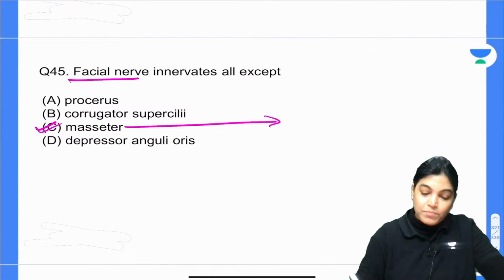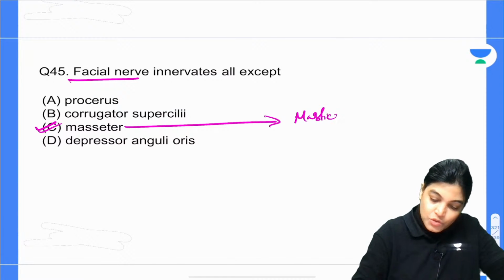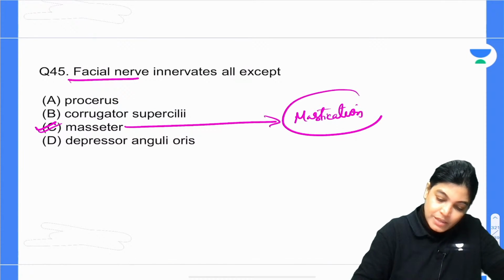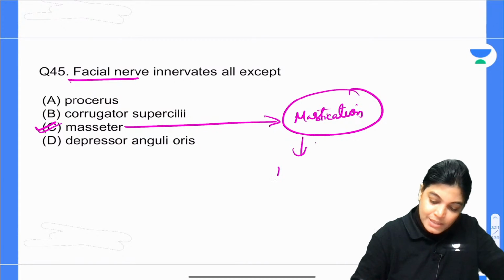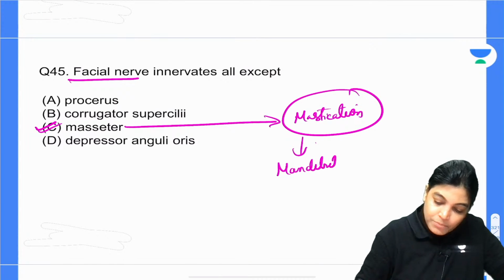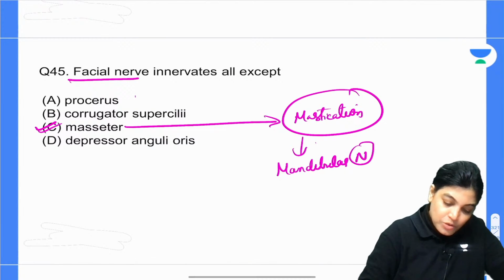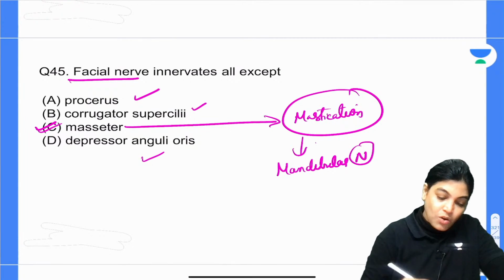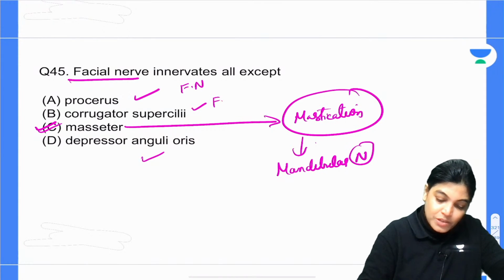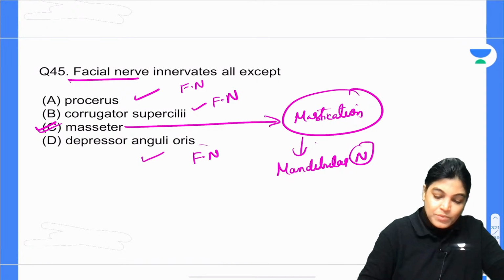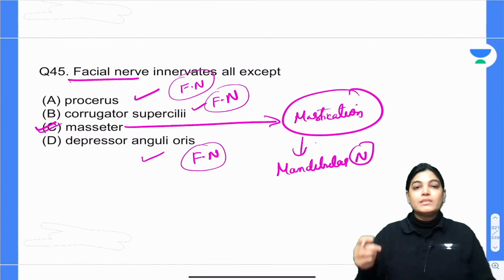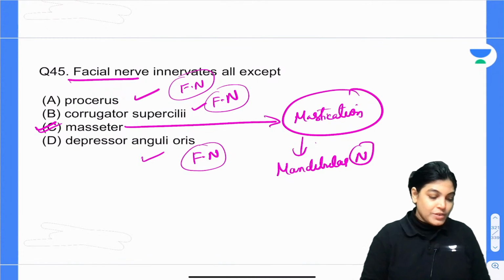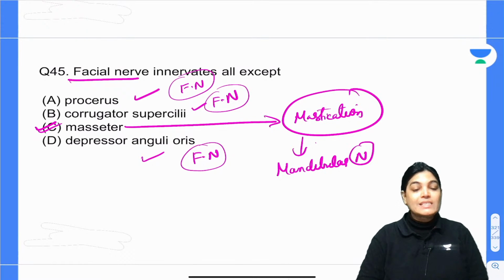Masseter is the muscle of mastication, chewing the food, and we know all the muscles of mastication get innervation from the mandibular nerve. Procerus, corrugator supercilii, depressor anguli oris are all muscles of facial expression. So all these muscles get innervation from the facial nerve except the masseter, because the masseter is a muscle of mastication, getting innervation from the mandibular nerve. So we have C as the correct answer.